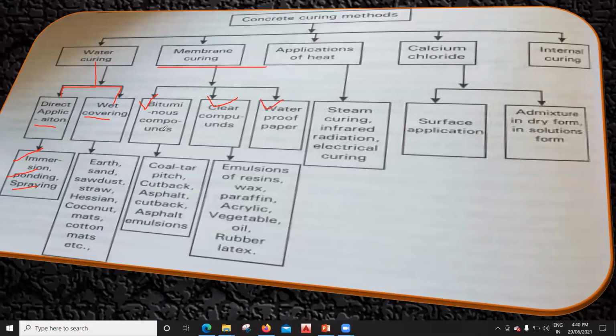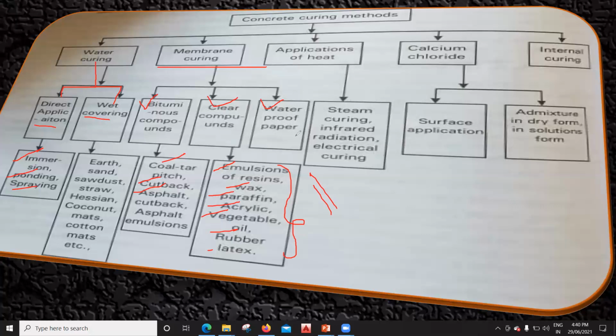Under the bituminous compound, you can make use of coal tar, we can make use of cutback asphalt, emulsions and all. And under the clear compounds, you can make use of emulsions of resins, wax, paraffin, acrylic, vegetable oil, rubber, and latex. So why are these things to be used? Because these have a very good viscosity. If you take this paraffin wax and all, the viscosity is high, so that the quick evaporation is not going to happen. But if you just sprinkle water, it has less viscosity in comparison to this, so water will get evaporated quickly in comparison to this wax, paraffin, and all. So since the viscosity is more, we try to make use of this.